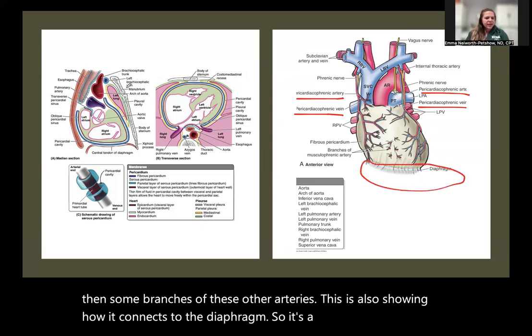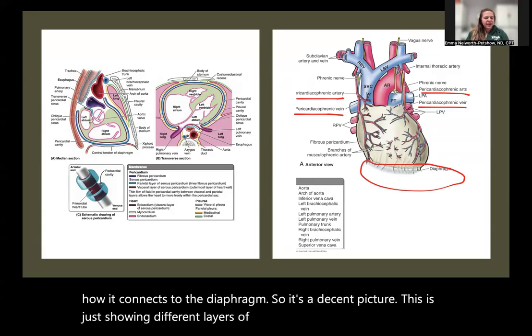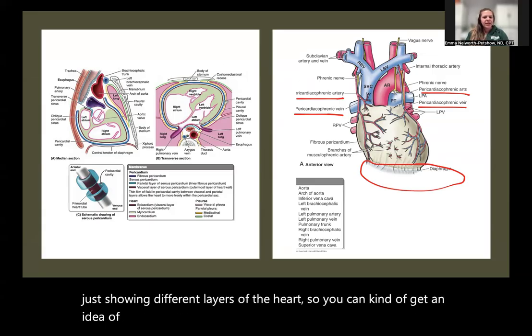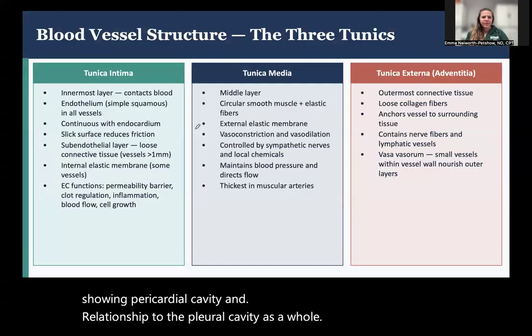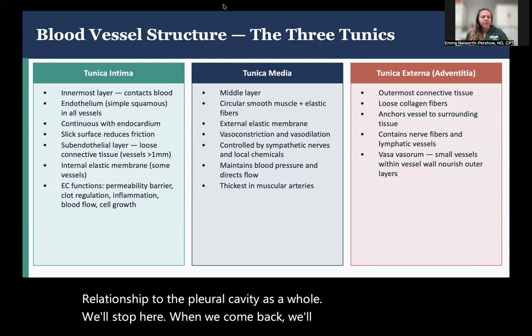This is just showing different layers of the heart, so you can get an idea of what this looks like. And again, just the layers of the heart showing the pericardial cavity and its relationship to the pleural cavity as a whole. We'll stop here. When we come back, we'll look at blood vessel structure and talk about the three layers next.